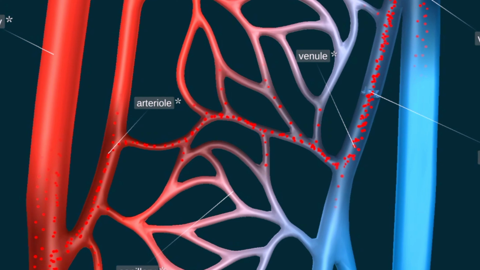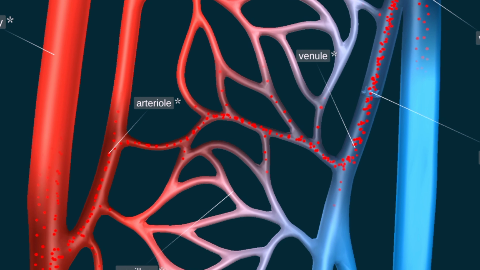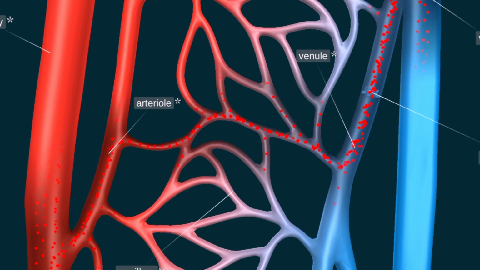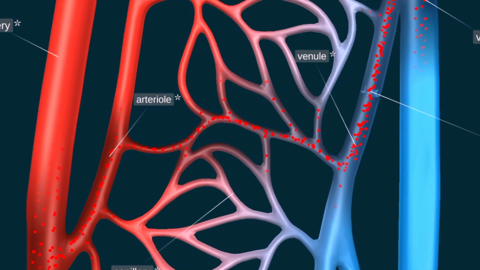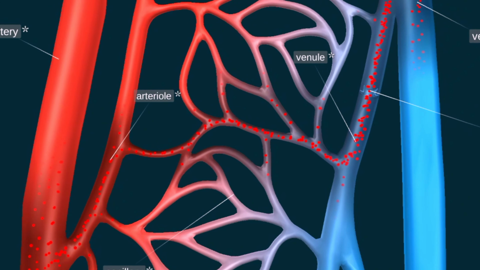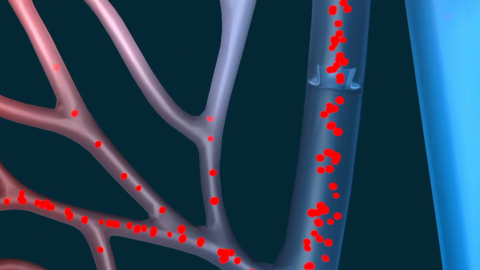Number 5. Arteries have a characteristic pulse due to the contraction of the heart, while veins do not have a pulse. In conclusion, the anatomy of arteries and veins differs in their structure and function. Understanding the anatomy of these blood vessels is important in diagnosing and treating cardiovascular diseases.